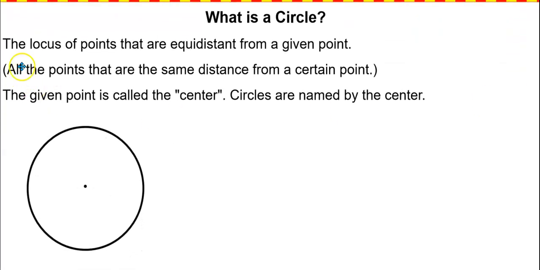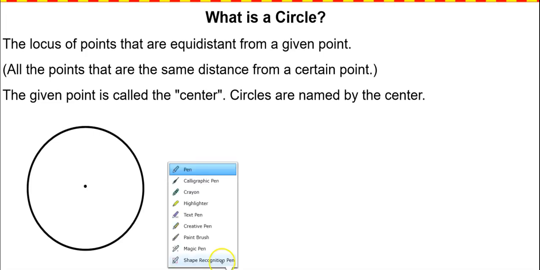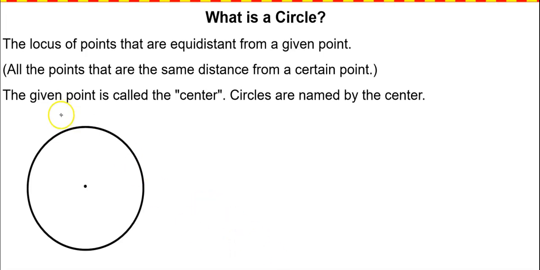What makes a circle? The circle is the locus of points that are always equidistant from a given point. That means all the points that are the same distance from a certain point. What I'm talking about is all these points. There are an infinite number of points on this circle. That's the circle. The center of the circle, this given point, is called the center. That's the center right there.